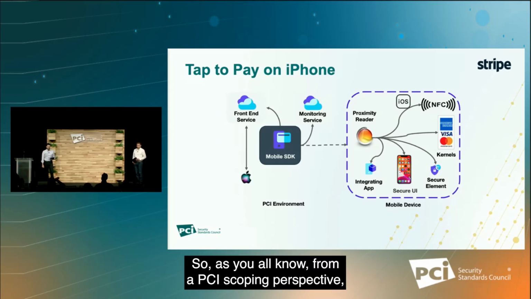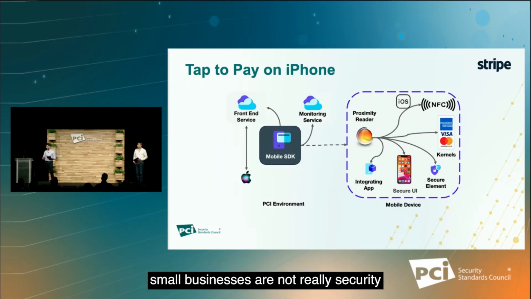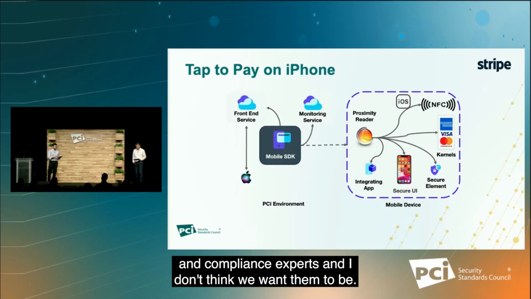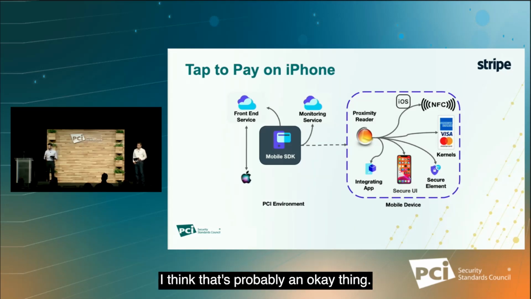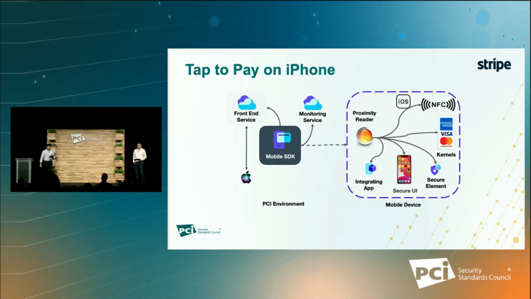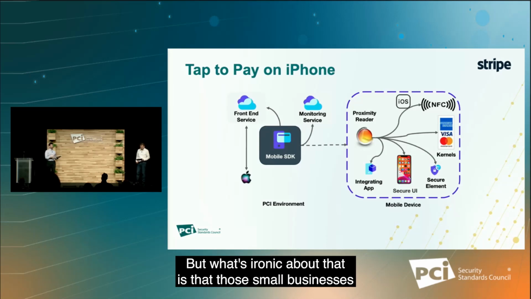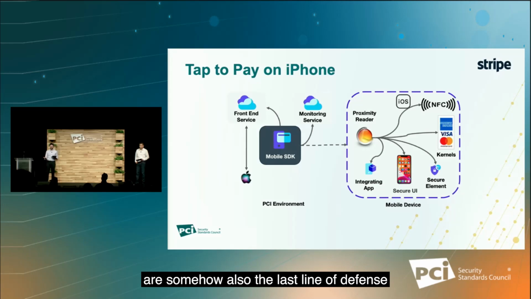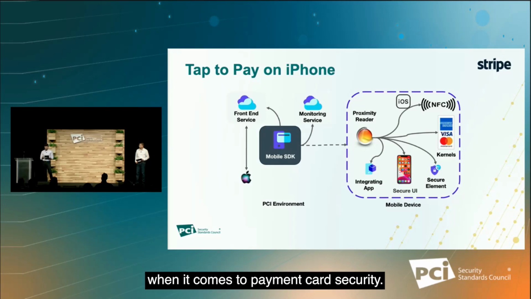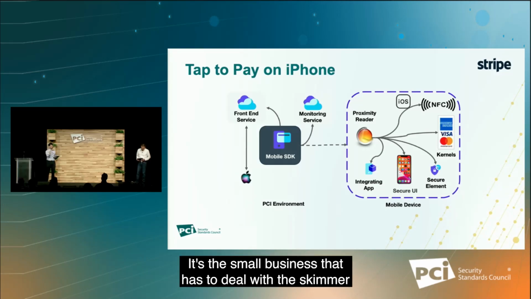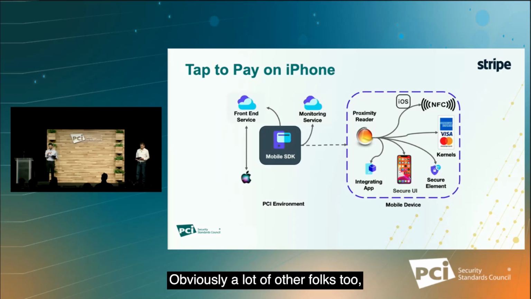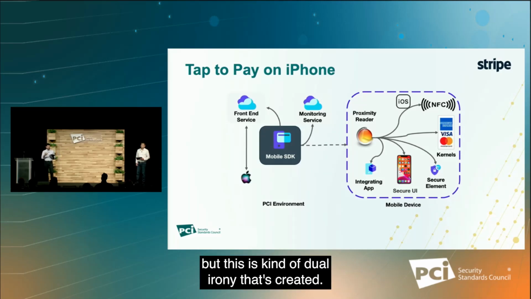So as you all know, from a PCI scoping perspective, small businesses are not really security and compliance experts. And I don't think we want them to be. I think that's probably an okay thing. But what's ironic about that is that those small businesses are somehow also the last line of defense when it comes to payment card security. It's the small business that has to deal with the skimmer getting put on their card reader, right? Obviously, a lot of other folks too, but this is the dual irony that's created.